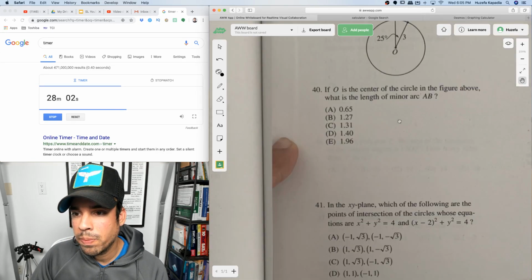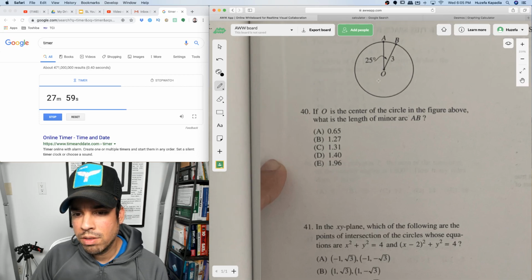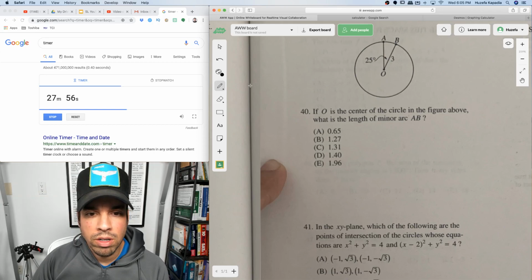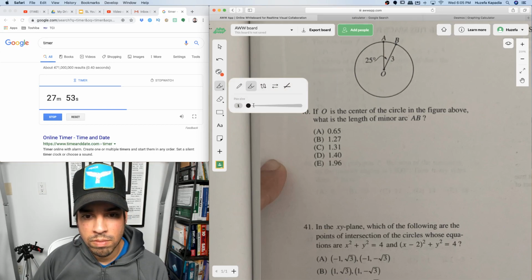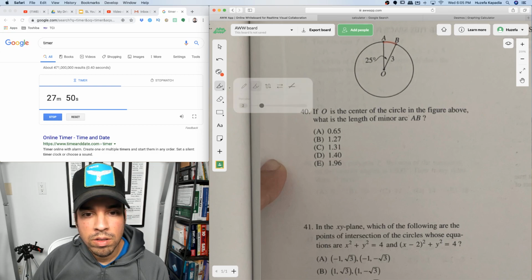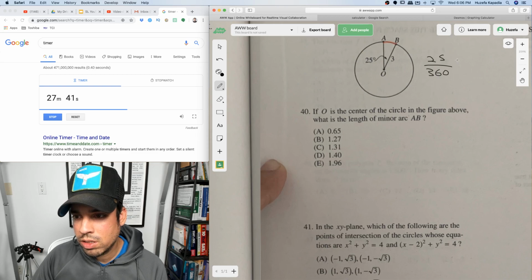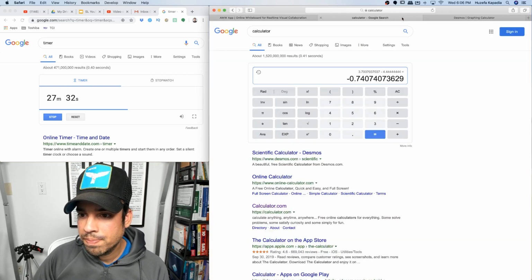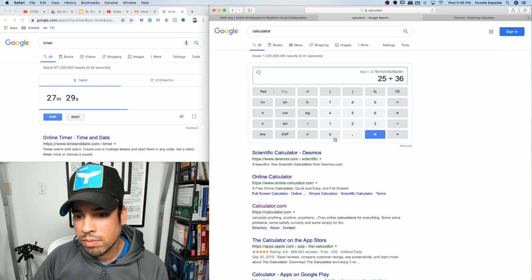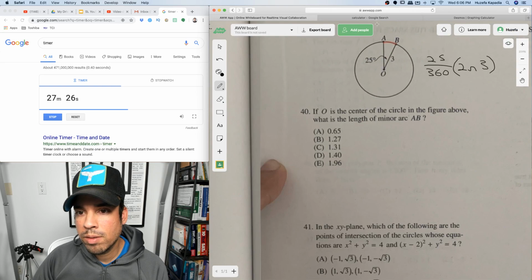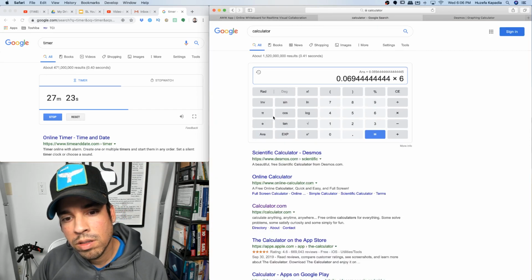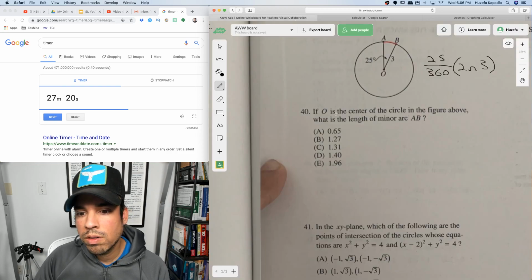Tough question. 40. O is the center of the circle in the figure above. What is the length of minor arc AB? This guy. So this is the formula. We take 25 over the total degrees in a circle, 360, times the full circumference, which is 2 pi, and then the radius is 3. So 25 over 360 times 6 pi equals 1.31.